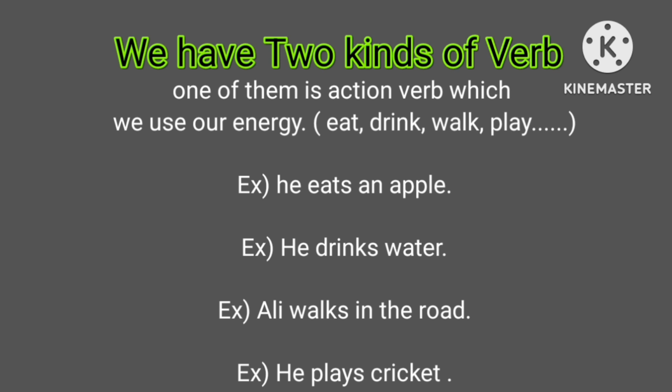We have two kinds of verb. One of them is the action verb. With action verbs we use our energy, like eat, drink, walk, etc. Like he eats an apple. He drinks water. Ali walks on the road. Here we use energy. Or he plays cricket.